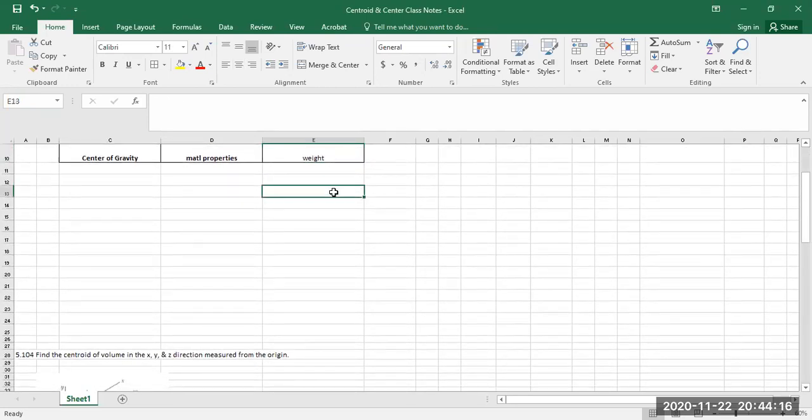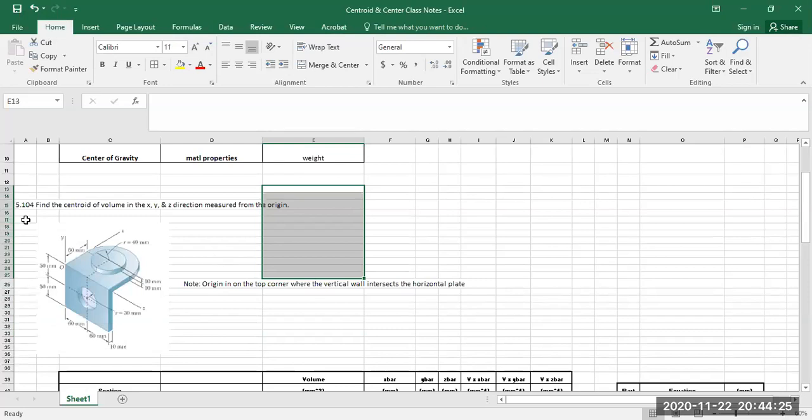We're going to look at a problem. And it's a problem from the text. It's problem number 104 in chapter 5, and it says, find the centroid of volume in the X, Y, and Z direction measured from the origin. So the first thing is we look at this picture, and we see that this is really one piece of material. This is not glued on here. It was a piece of material that's been machined to have this shape.